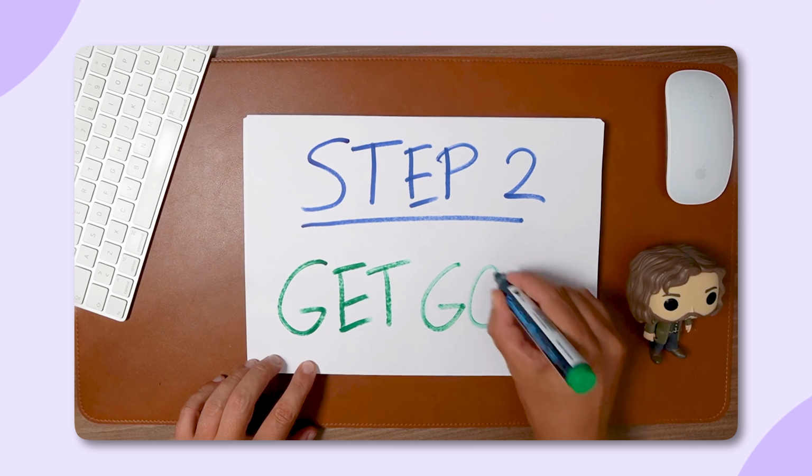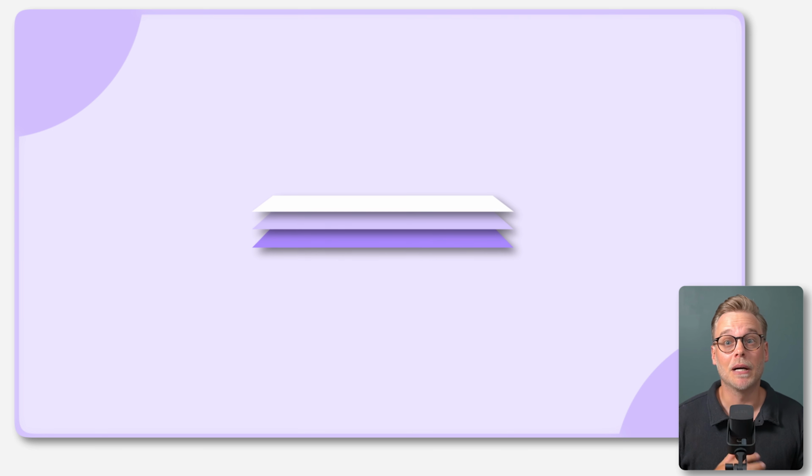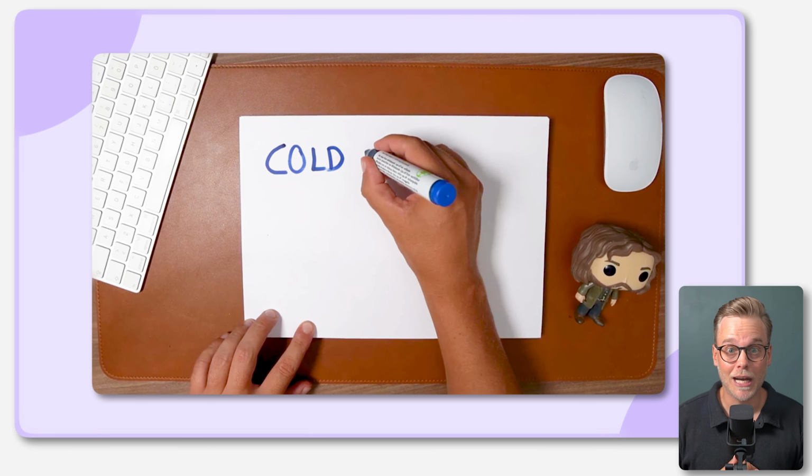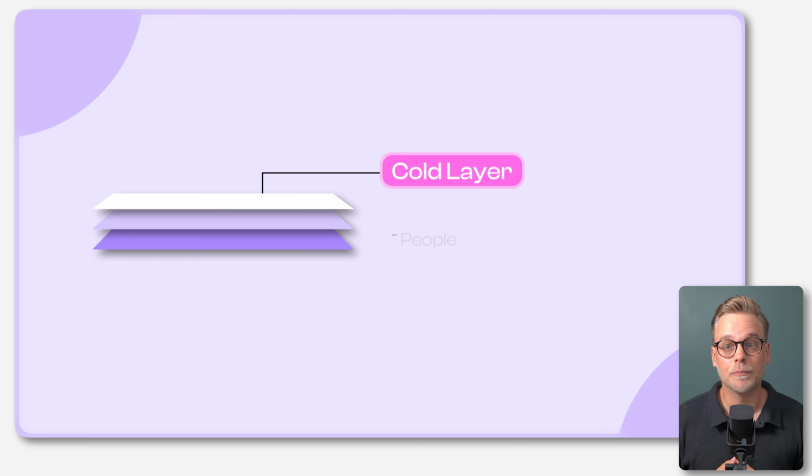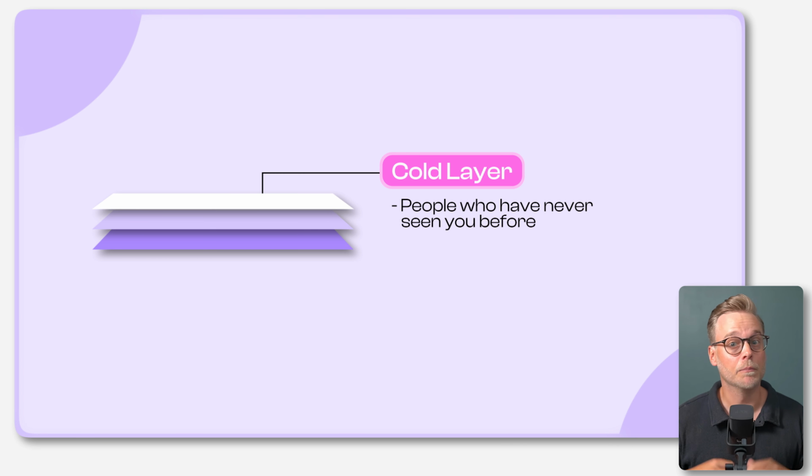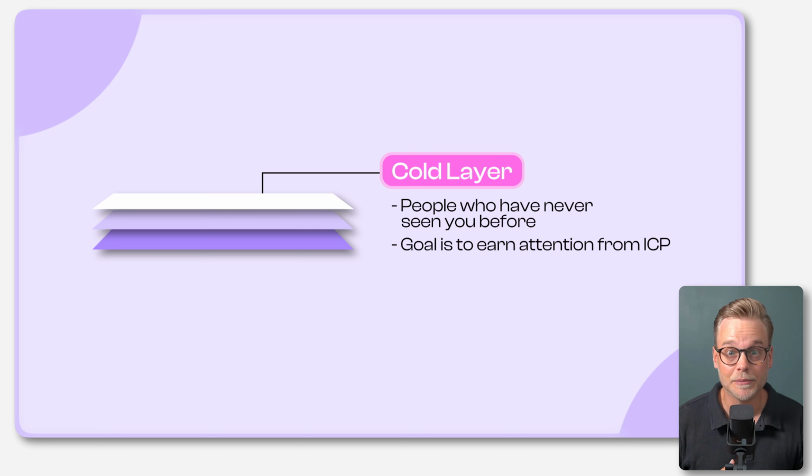Step 2 is called Get Good. This is where we build your campaign structure. So I always think about this in 3 layers. First, we have what we call the cold layer. So these are people who have never seen you before. It's completely new prospects. And the goal here is to earn attention from your ICP before you ask for anything. So there's no selling here. I would run 3 types of ads here.